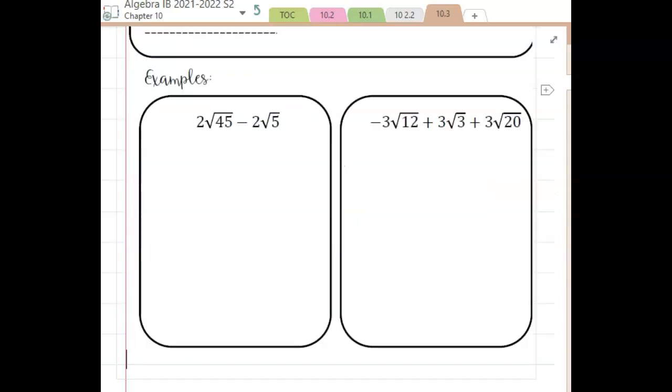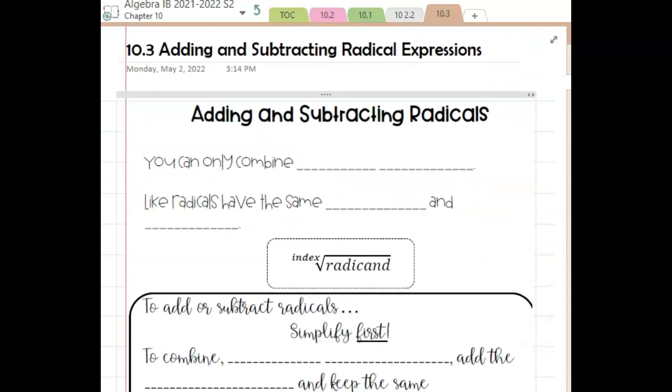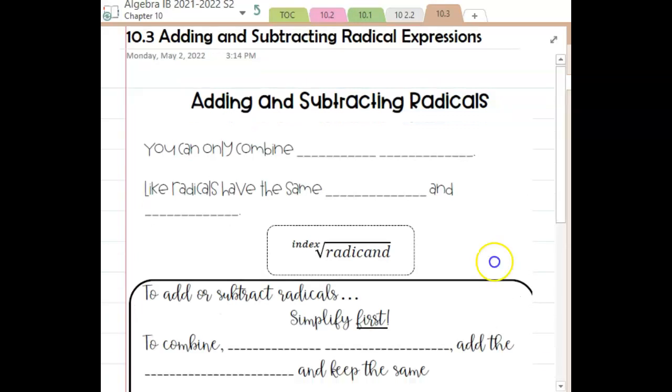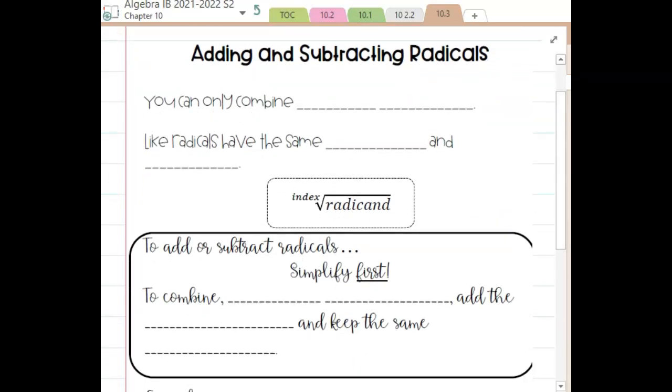So what we're going to talk about today is how to add and subtract radicals and radical expressions. So this is definitely one of the easier things to do with radicals because, as you're going to see pretty soon, it's very similar to things we do all of the time.